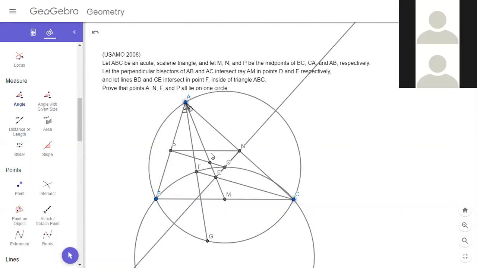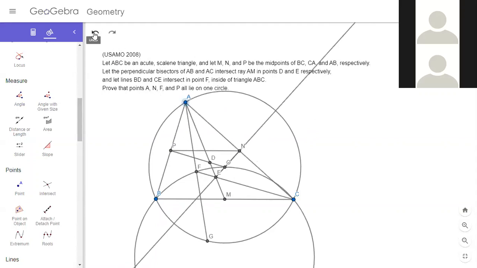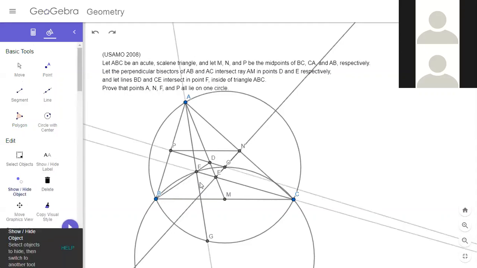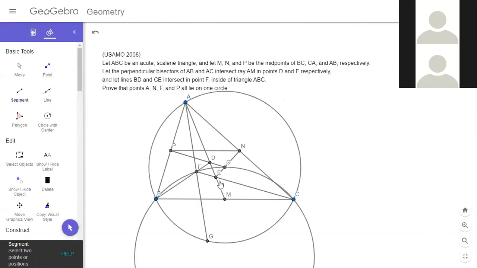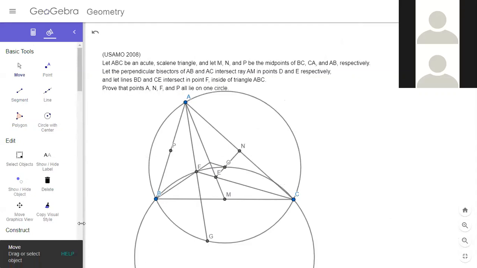But yeah, it should be. Looks like a symmedian. Okay, so I draw the symmedian and I let F be the midpoint, and then I want to show that C, E, and F are collinear. And is that easy to show? I could probably hide a bunch of things.